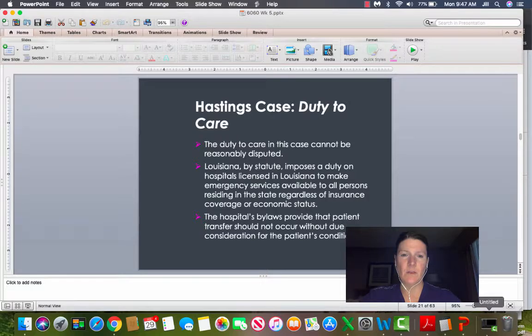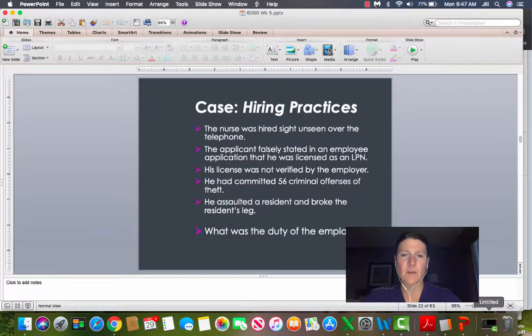I'm going to skip over the ethics section, but I will mention this. There was a case around hiring practices. A nurse was hired sight unseen over the telephone. The applicant said they were licensed as an LPN, but the employer did not verify the employment. The person who said they were a nurse had committed 56 criminal offenses of theft prior to their employment, and ultimately ended up assaulting a resident and breaking the resident's leg.